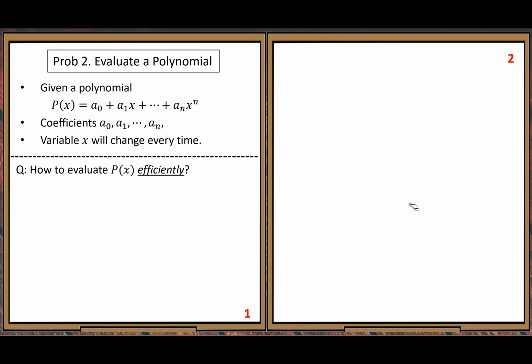The question: how to evaluate P of x efficiently? The fastest possible way. That's our goal. Because we may have many different ways to evaluate a polynomial. You may probably only know one, but actually there are more than one. So which one is the fastest? Let's do analysis.